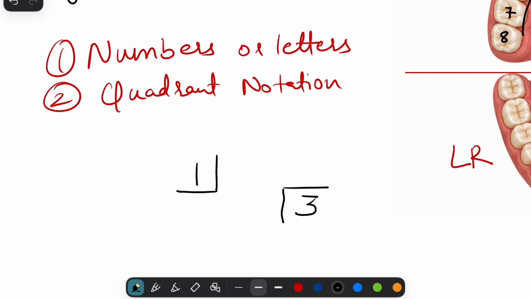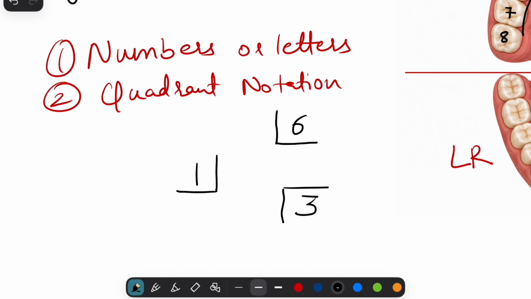So now let's take another example: maxillary left first molar. We'll go one by one. It's the first molar, so number 6. Then it's a maxillary tooth, so we'll draw the horizontal line under the number. Then it's on the left side, so we'll draw the vertical line like this. So this is how you'll denote the maxillary left first molar.